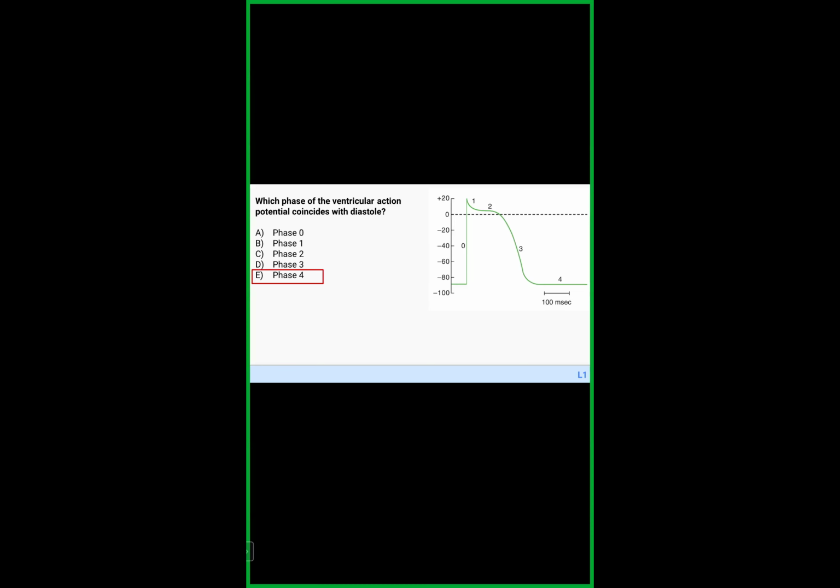When we talk about diastole, it's when the ventricular myocytes are relaxed. And in E, or phase 4, we're at the resting membrane potential. Here, the ventricular myocytes are completely relaxed, meaning there is no contraction happening. Whereas phase 3 is the repolarization phase, at the end part of the action potential. However, the ventricular myocytes are not completely relaxed, and therefore it's not ventricular diastole. So it's phase 4, that's the right answer. Moving on to the next.